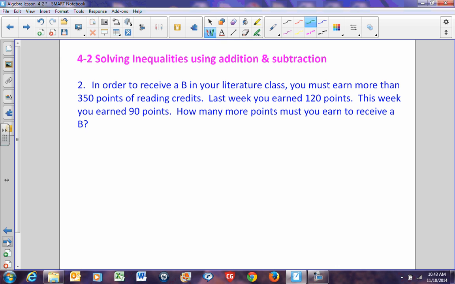Word problem. In order to receive a B in your literature class, you must earn more than 350 points of reading credits. Last week you earned 120 points. This week you earned 90 points. How many more points must you earn to receive a B? Okay, so again, we have to define our variable. And in this case, we need to know how many more points. So I'm going to let P equal the number of points.